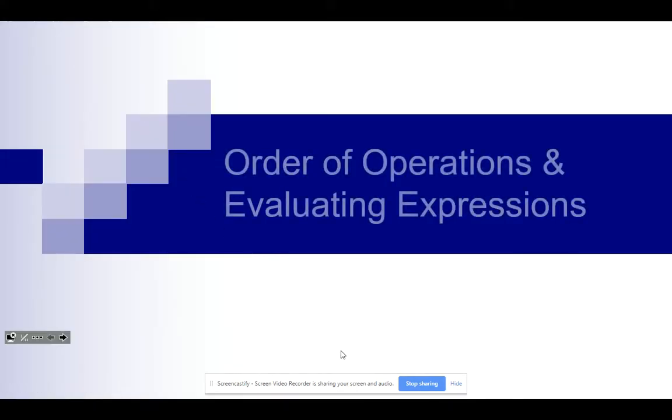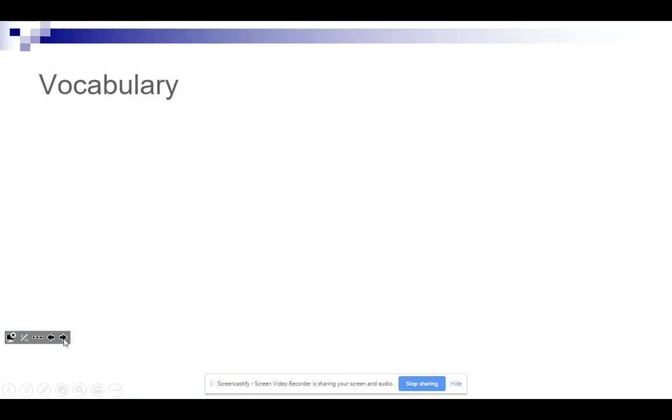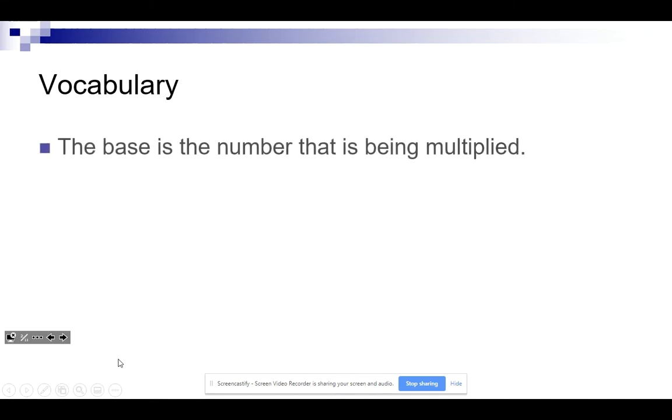This is lesson 1-2, order of operations and evaluating expressions. Some vocabulary that we need to discuss. It will most likely be a review for you. The base, when we talk about the base, is the number or variable that's being multiplied.